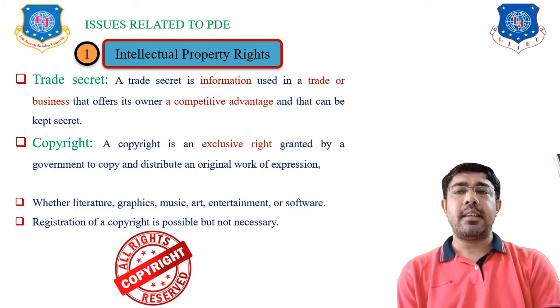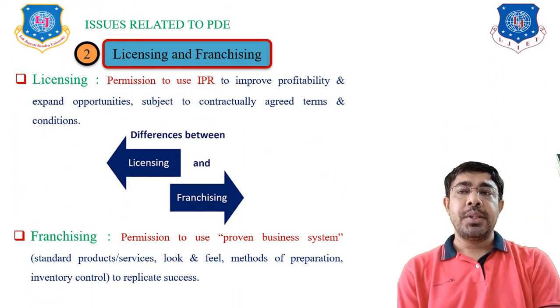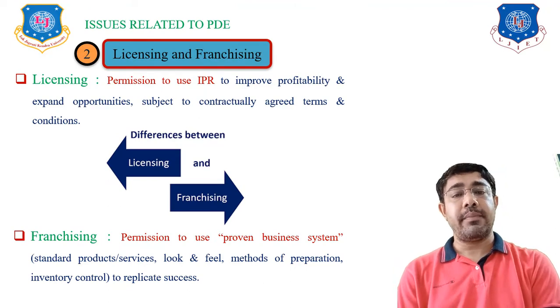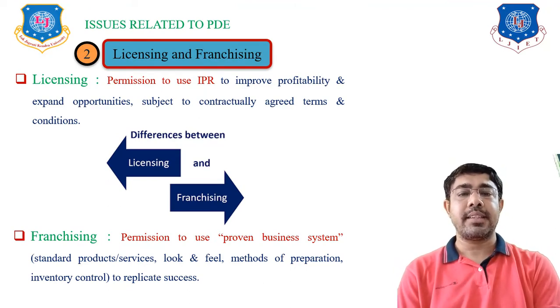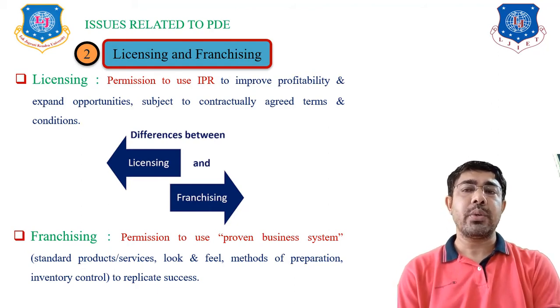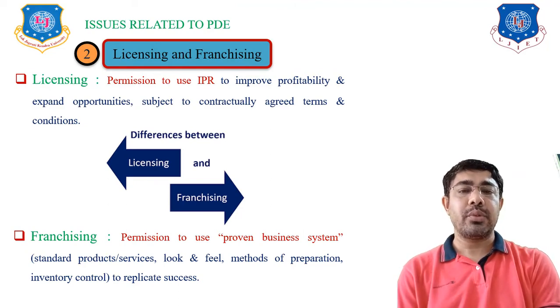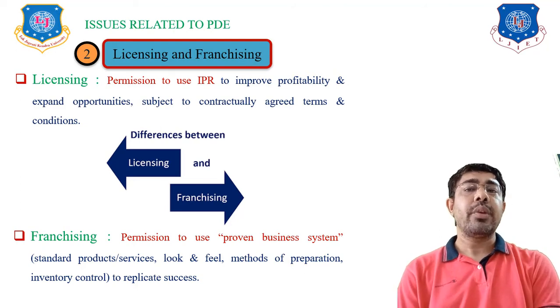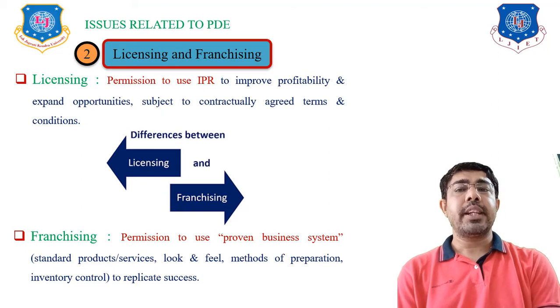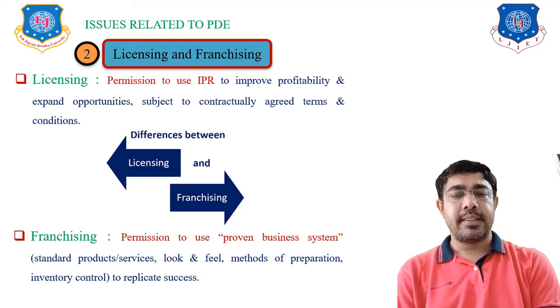Next is licensing and franchises. What is licensing, what is franchising, and what is the difference between licensing and franchising, that will be learned. Licensing is nothing but permission to use intellectual property rights. Whatever the intellectual property rights, permission is given to improve the probabilities and expand the opportunities, subject to contractually agreed terms and conditions.